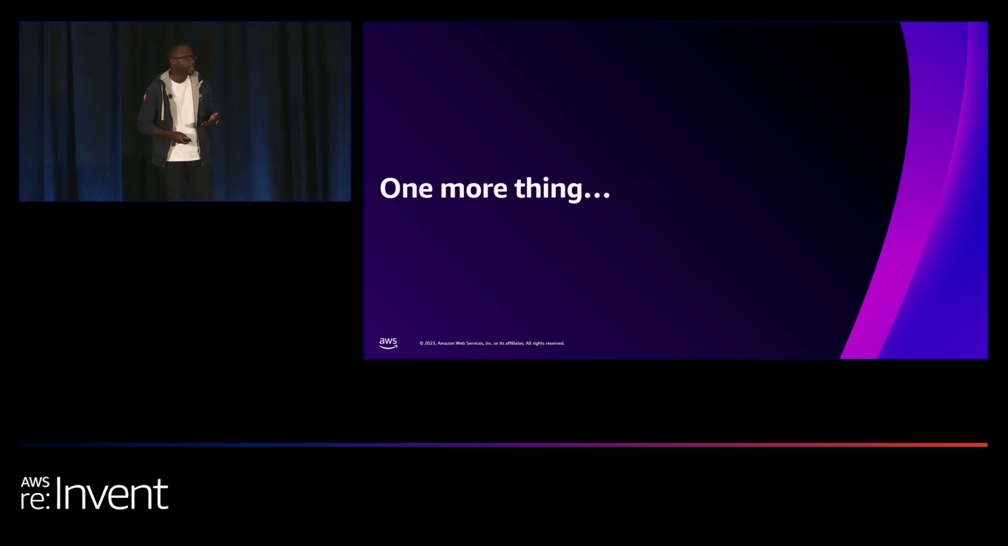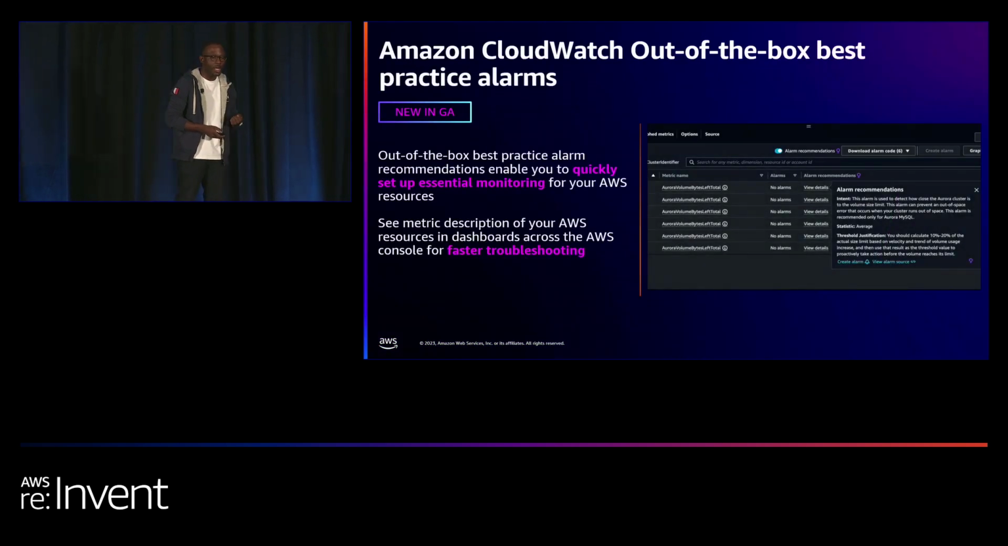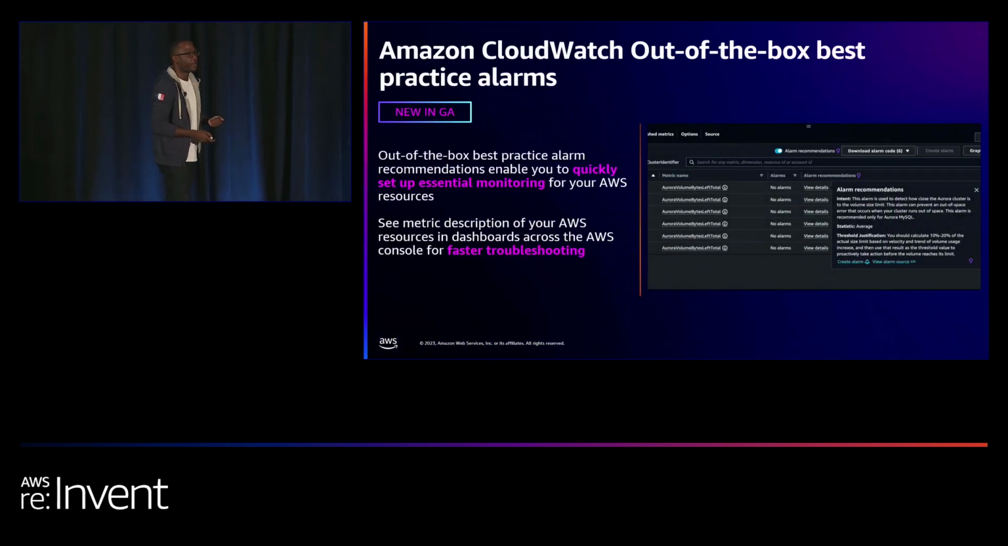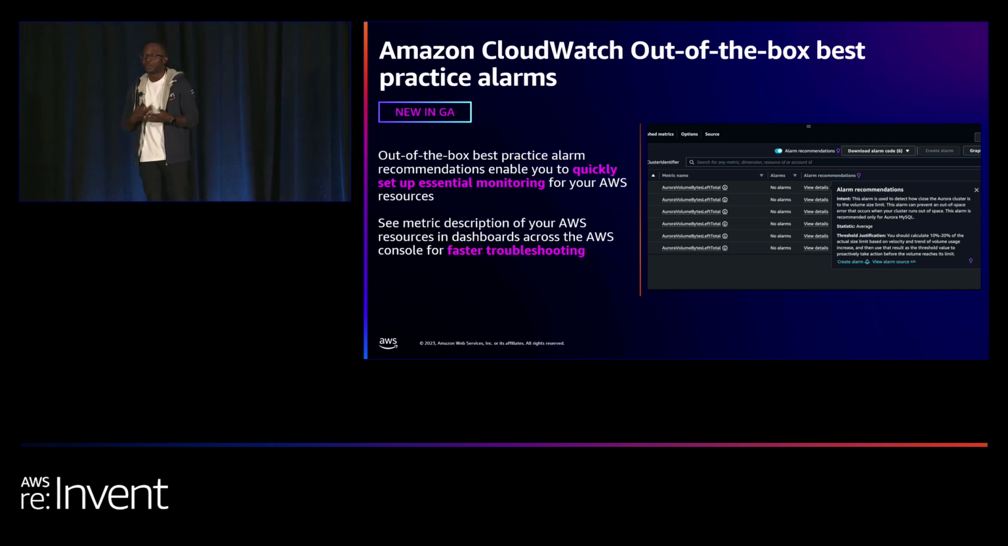We have one more thing we wanted to talk about, which is out-of-the-box best practices alarms. Sometimes you want to set up an alarm, let's say, on EC2 utilization. Is it 80% that you should do? Is it 60%? Sometimes you don't know. You have to understand how the application works.